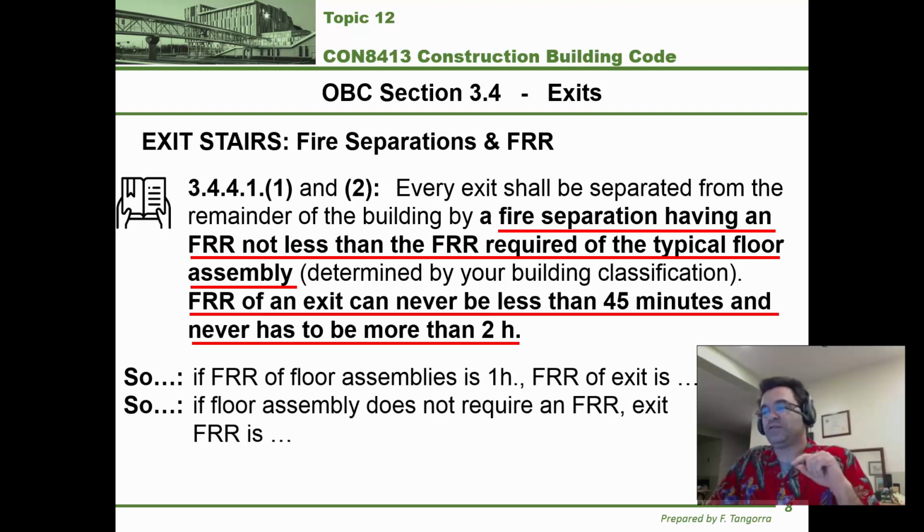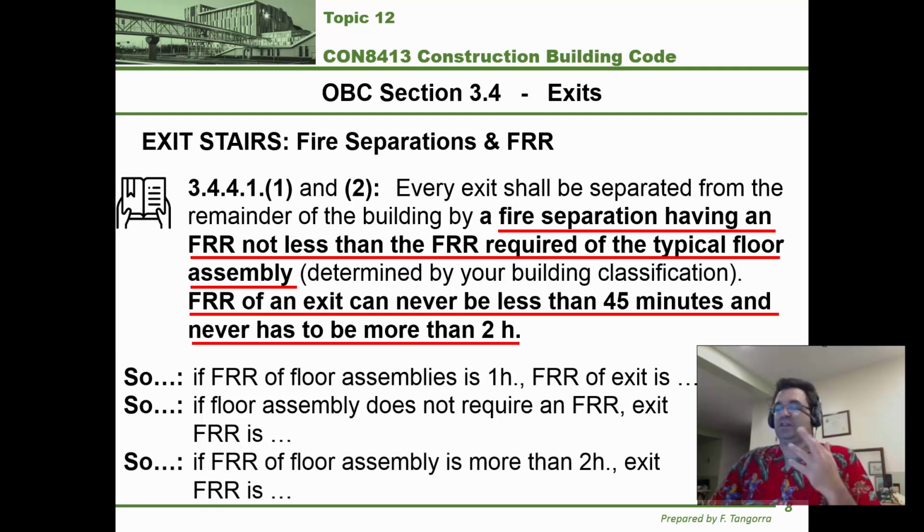If the FRR of the floor assembly is nil, and by that I mean that we found out we don't need a fire resistance rating for a floor assembly, then what is the fire resistance rating of an exit? Right. According to these two sentences, it must be at least 45 minutes. Okay? If the FRR of a floor assembly is more than 2 hours, what is the FRR of an exit? It's allowed to be 2 hours. Okay? So this is kind of the implication of these two sentences.